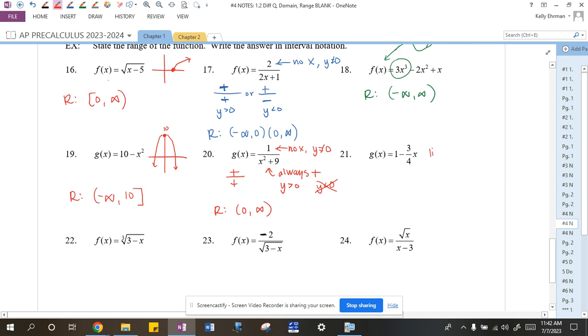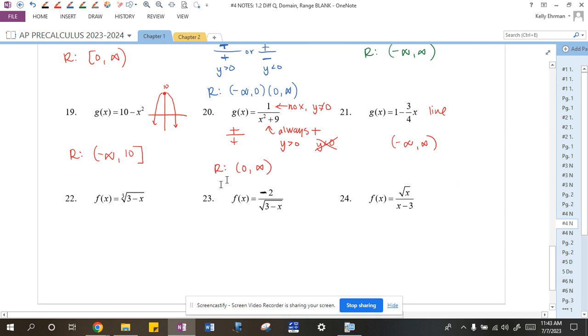21 is a line, linear, right? So the range is negative infinity to infinity. 22 is a cube root. A cube root, even though it's gradual, has this kind of generic graph. It will continue to approach infinity as x approaches infinity, and it will approach negative infinity as well. So that's all real numbers. Again, I won't give you even root problems that are too complicated, like a crazy expression underneath. If this were 4th root of 3 minus x, it would be 0 to infinity.